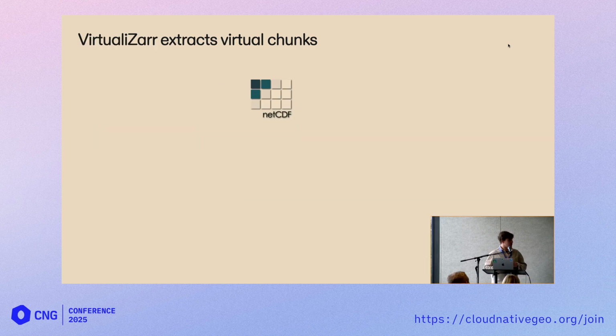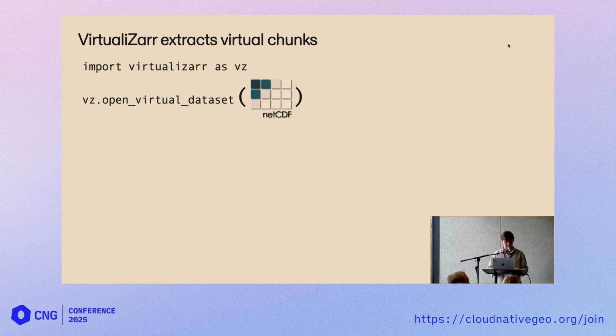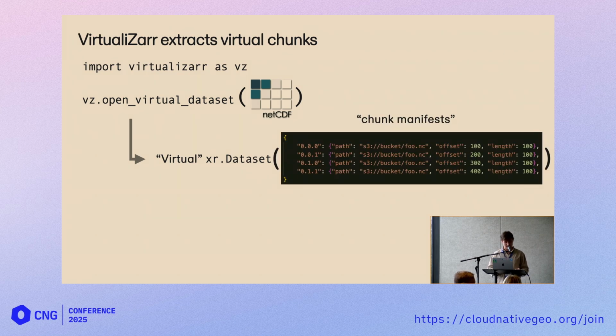So what does VirtualiZarr do, the other half of this? VirtualiZarr extracts the virtual chunks. So if you import the VirtualiZarr library, you call this open_virtual_dataset function on, for example, a NetCDF file, but it could be some other type of non-cloud optimized file. You get back this virtual, quote-unquote, Xarray dataset object, which contains, under a couple of layers, these chunk manifests. And these are basically mappings from Zarr keys to locations in storage, like an S3 URL, and then the locations, like byte ranges within the file.